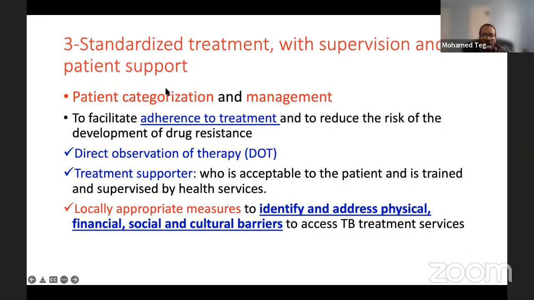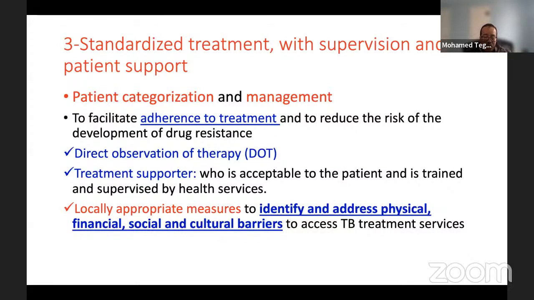The third component of the DOTS: standardized treatment with supervision and patient support. As I just mentioned earlier, the treatment itself for active cases is a long-term treatment, at least a 6-month course. The medications, as we all know, come with different side effects. Among these, the neuropathy that we just mentioned, as well as hepatotoxicity.